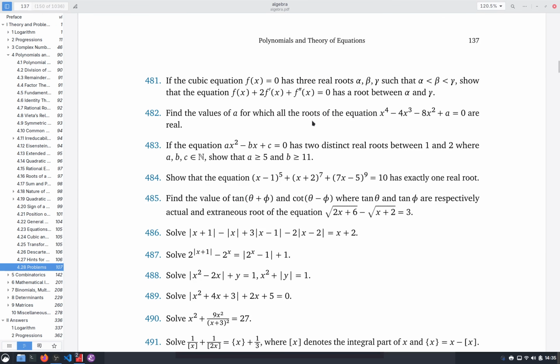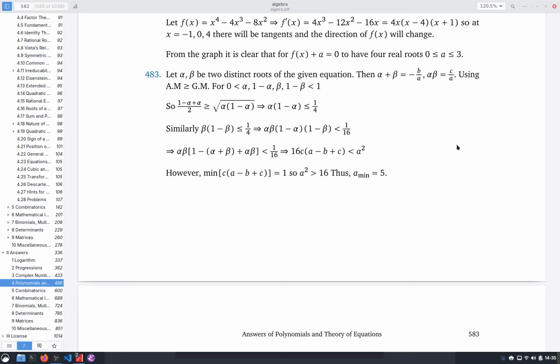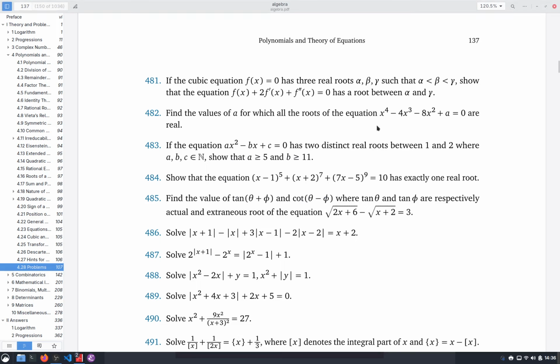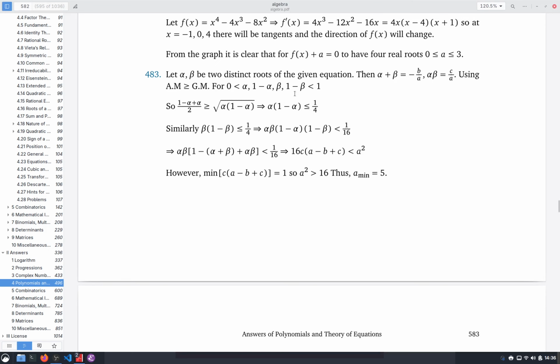Let me think a bit. We have two distinct real roots between 1 and 2. Now we have to find a and c. So let me think for a few seconds. Now for this range, what it means is that it is not saying alpha, beta are between 1 and 2. So what this means is alpha is between 0 and 1.